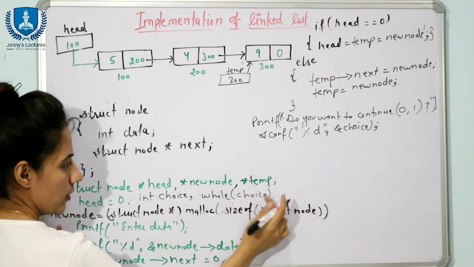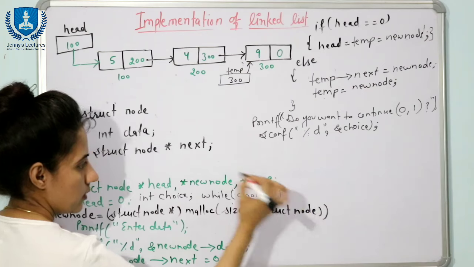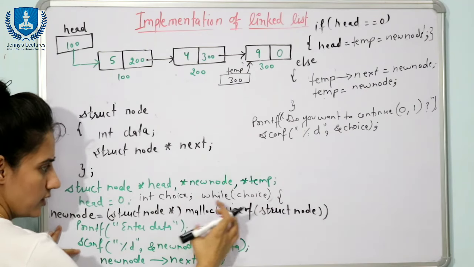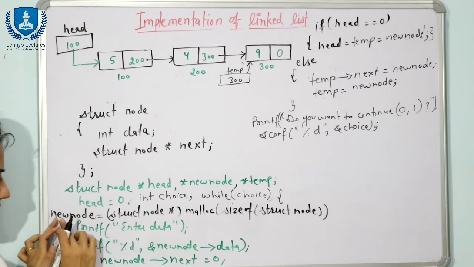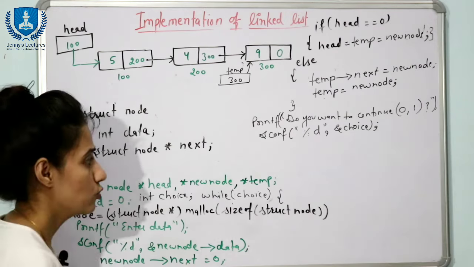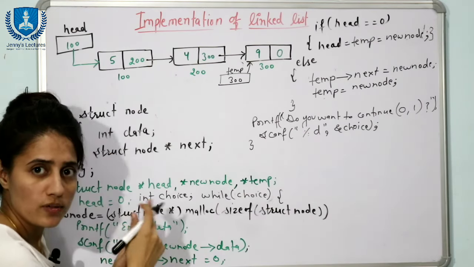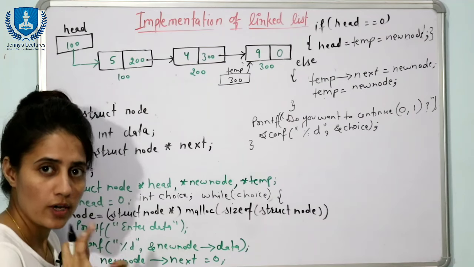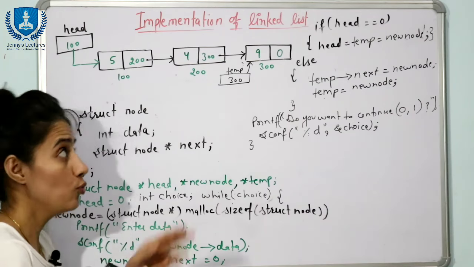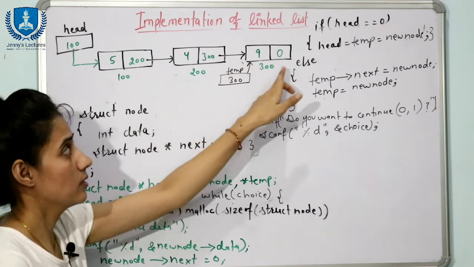Fine, while choice, and you will close this bracket, and after this bracket you will write this line, new code is equal to this one. So now this while loop you are going to close here. Now using this code you can create as many nodes as you want. Now the next thing is you want to print, you want to traverse the list.